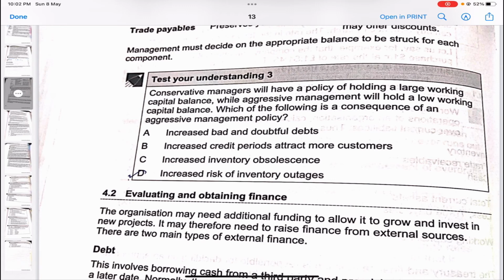Keeping a low level of receivables means that the money is collected promptly, decreasing the chance of bad debts. Low receivables would also mean that we are offering less credit to customers, which they may find unattractive. Low levels of inventory mean that the company is less exposed to inventory obsolescence, but the company may run out of inventory if demand is unexpectedly high. So the answer is increased risk of inventory outages.